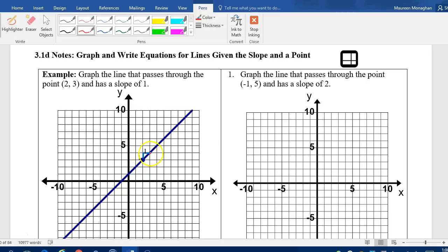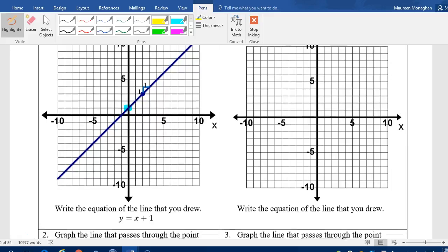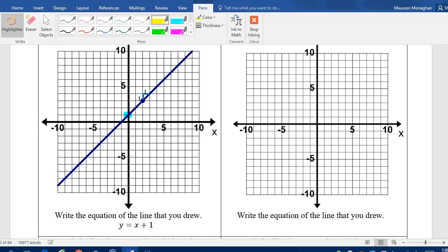Okay, so they plotted the point 2, 3 and it has a slope of 1. So you go up 1 over 1, up 1 over 1. Or you can go down 1 over 1. The goal is to find your y-intercept because you already have your slope. The slope is 1. So if you have the y-intercept, you can write the equation. And that's the goal of this whole lesson. So the equation is y equals 1x plus 1 because the slope is 1 over 1. So the slope goes here and the y-intercept goes here.